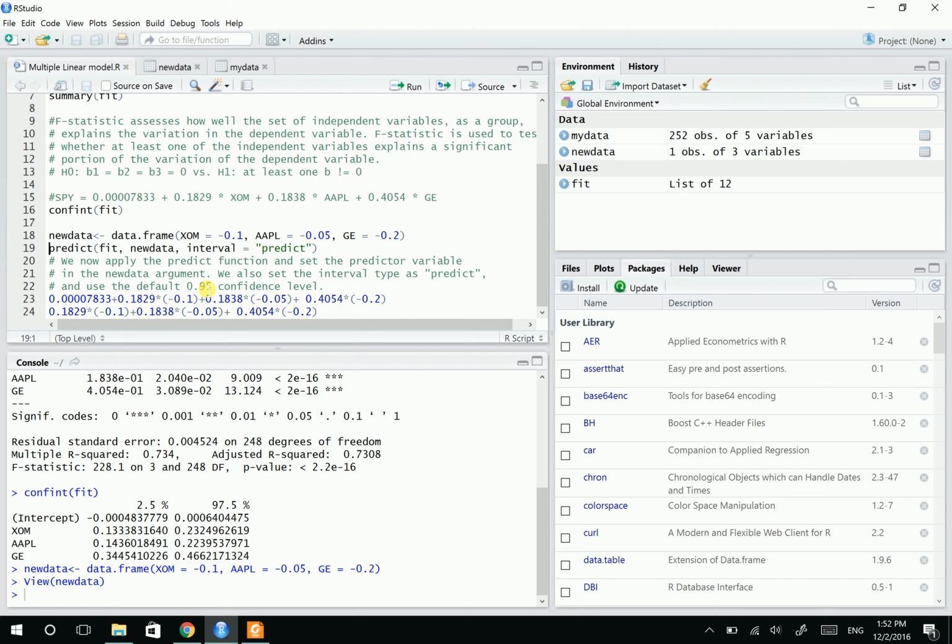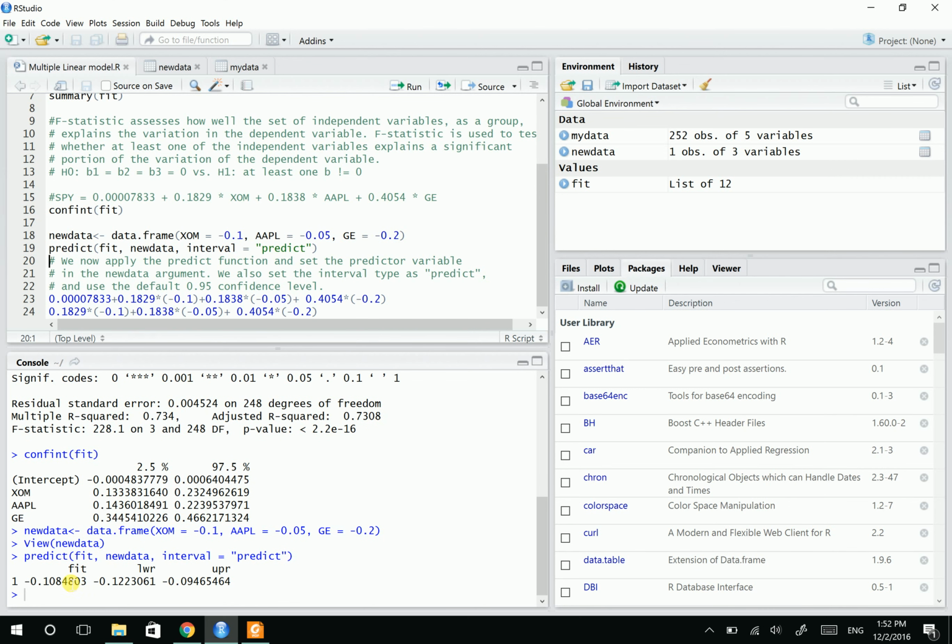Here it is 95%. So let's run this code. It's going to give you the prediction of the dependent variable given this scenario, and it's going to be minus 0.10848 something, and then the lower range and the upper range are going to be like this. So the prediction itself already calculates the confidence interval for you.